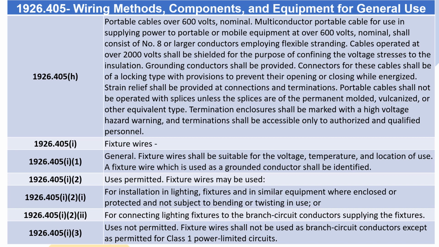Connectors for these cables shall be of a locking type with provisions to prevent their opening or closing while energized. Strain relief shall be provided at connections and terminations. Portable cables shall not be operated with splices unless the splices are of the permanent molded, vulcanized, or other equivalent type. Termination enclosures shall be marked with a high voltage hazard warning, and terminations shall be accessible only to authorized and qualified personnel.